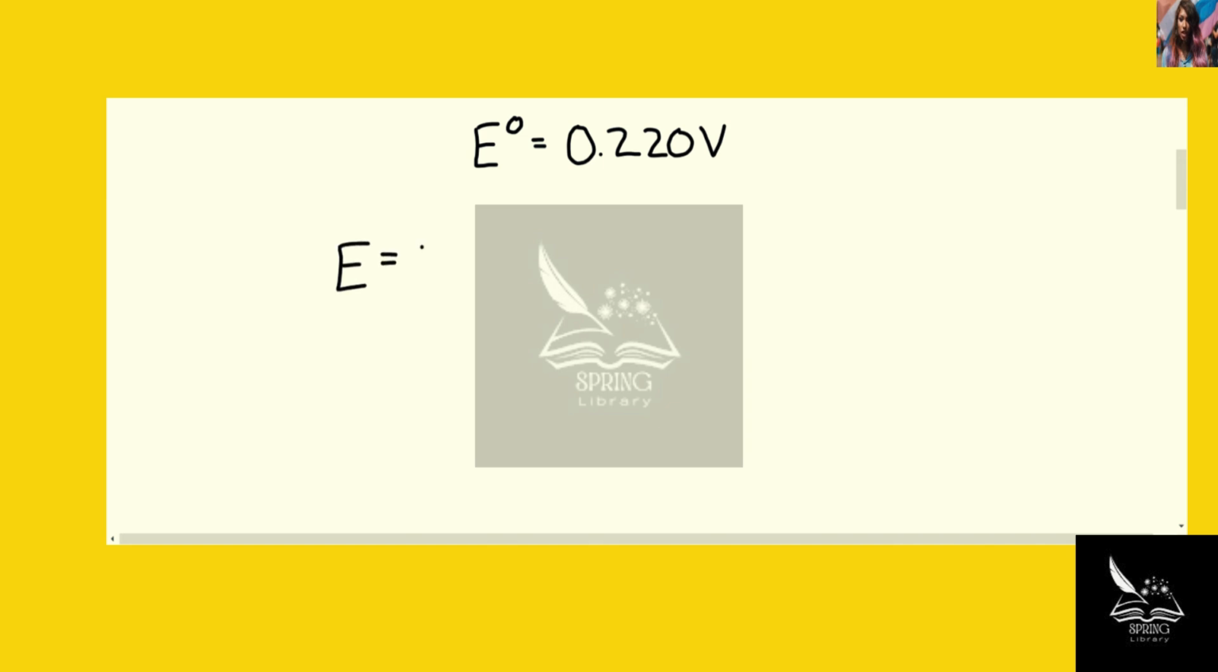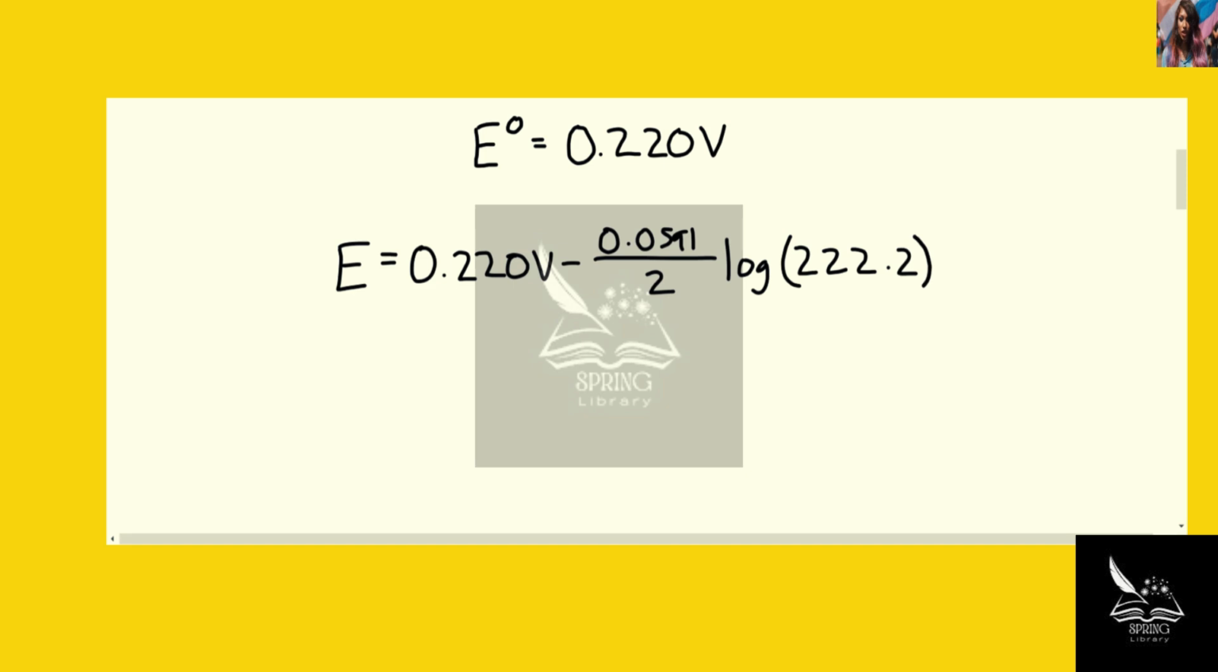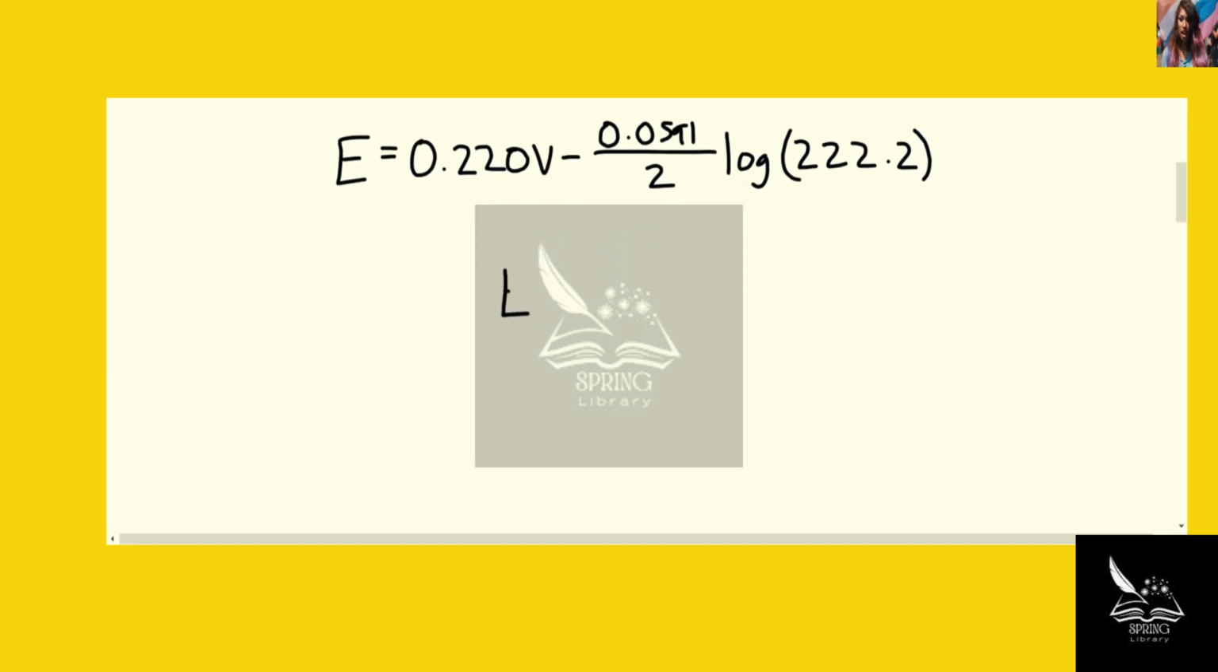We know that the cell potential at standard conditions we just found to be 0.220 volts using the equilibrium constant. We subtract 0.0591 over 2 times the log of that value of Q that we just found. And when we plug that all into the Nernst equation, we find that the value for the cell potential at these concentration conditions is about 0.151 volts.